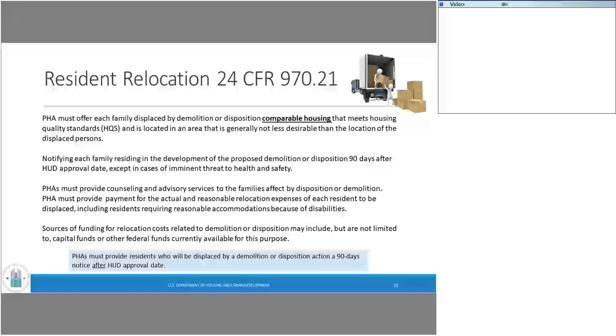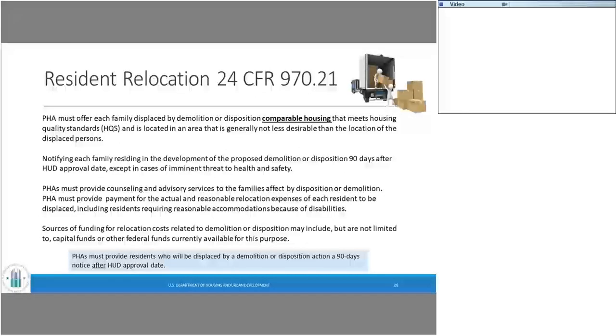PHAs must provide payment for the actual and reasonable relocation expenses for each resident to be displaced, including residents requiring reasonable accommodations because of disabilities. Sources of funding for relocation costs related to demolition or dispositions may include, but are not limited to, capital funds or other federal funds currently available for this purpose.